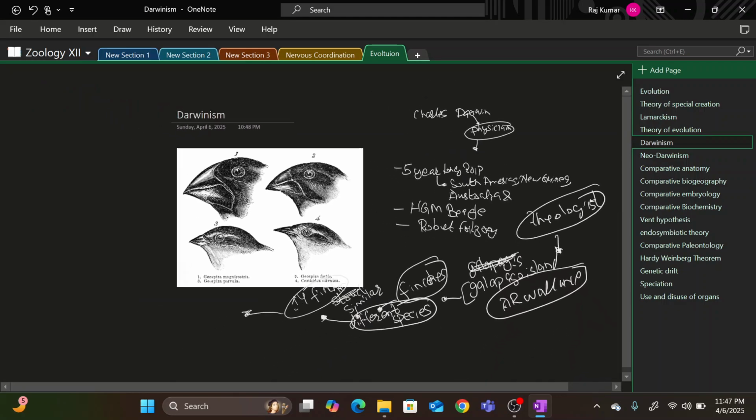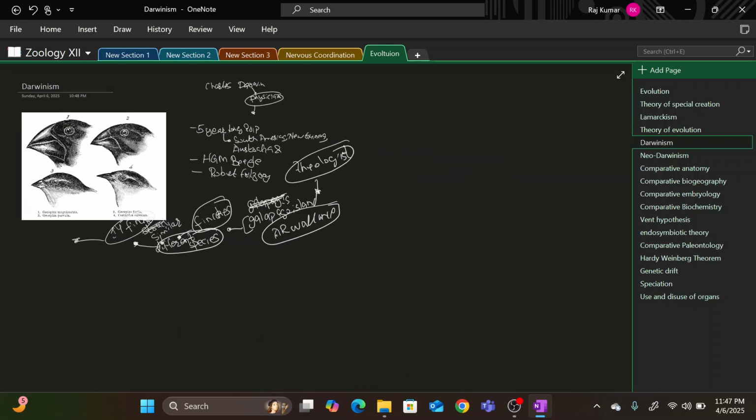What actually happened was that there were certain people who influenced him. Number one was Charles Lyell. No, it's not James Lyell, it's Charles Lyell. There are certain people who inspired him, who influenced him to lead to the theory of natural selection. Charles Lyell was the proponent of the principles of geology. He published a book named Principles of Geology, from which Darwin got the idea that evolution happens over a very, very long period of time. It takes millions of years.